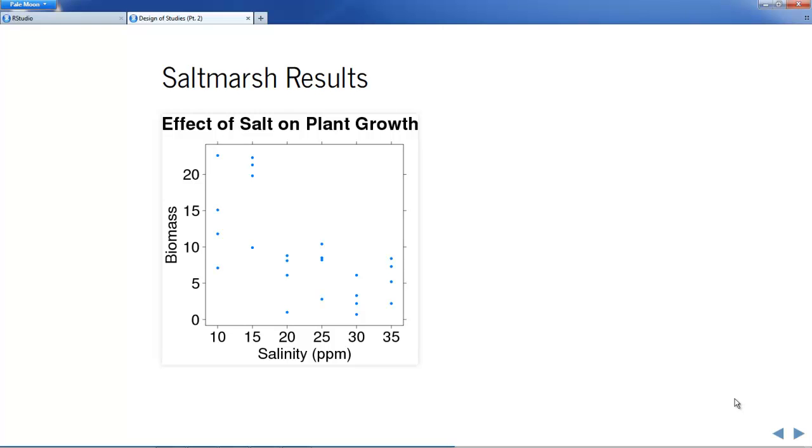Here's a quick look at the results from a descriptive point of view if you're interested. Since both variables, salinity and biomass, are numerical, you can make a scatter plot to check on the relationship. It seems that when salinity was low, say 10 or 15 parts per million, then biomass tended to be somewhat high. But when salinity got to be 20 parts per million or more, the biomass was lower.